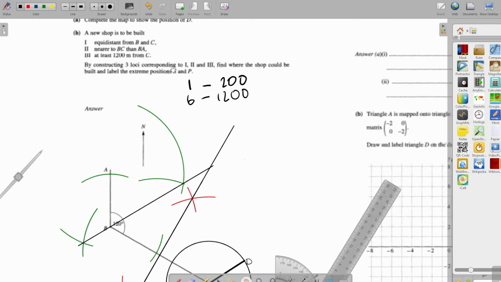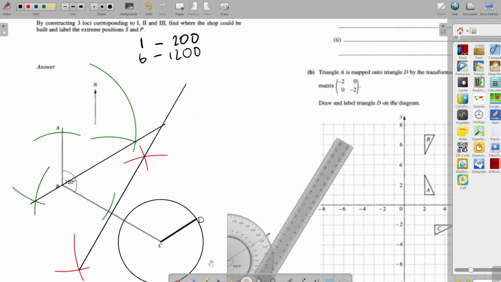By constructing the 3 loci, which we've just done, corresponding to 1, 2, and 3, find where the shop could be built and label the extreme points S and P. So S, and let's use the color red for this again. So this point is one extreme point.